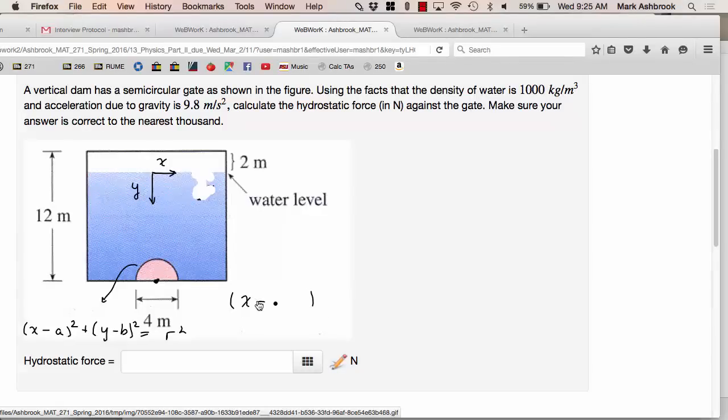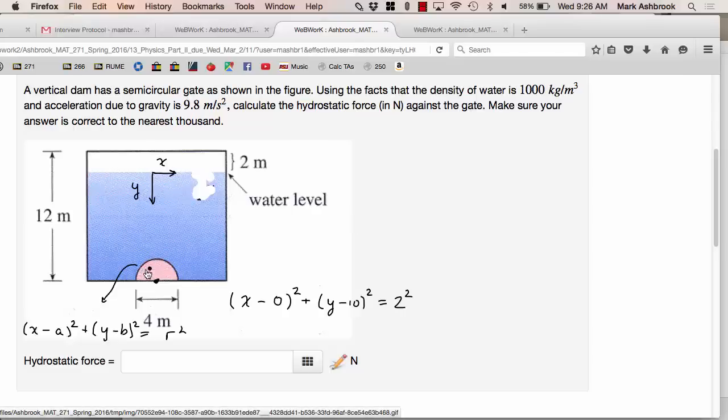x minus 0 squared plus y. So y is positive going down this way, so it's going to be y minus 10 squared equals radius squared. We're going to do a typical horizontal layer of the force, and the width of that layer is going to be determined by the equation of the circle. It's not a linear relationship. It's a circle. But the center of that circle is at (0, 10), since y is positive going down. The radius is 2. Everyone get that?